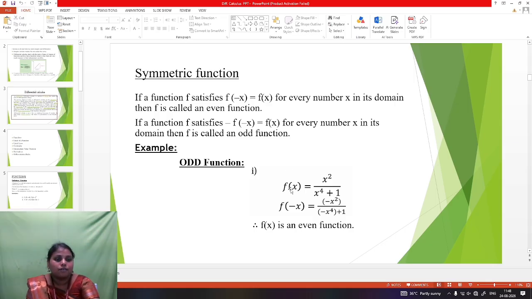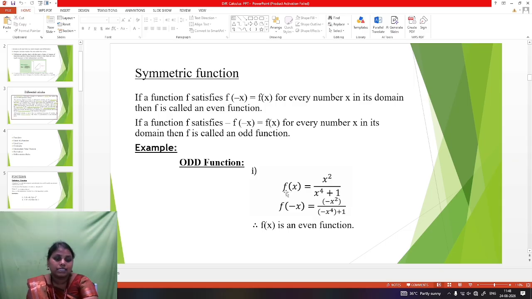First example: f of x equal to x square divided by x power 4 plus 1. We put x equal to minus x. So minus x the whole square, divided by minus x the whole power 4, plus 1. Minus into minus is plus, so x square divided by x power 4. 4 is an even number, so minus into minus into minus into minus is also plus. So we get plus 1, the same answer, f of x equal to f of x.